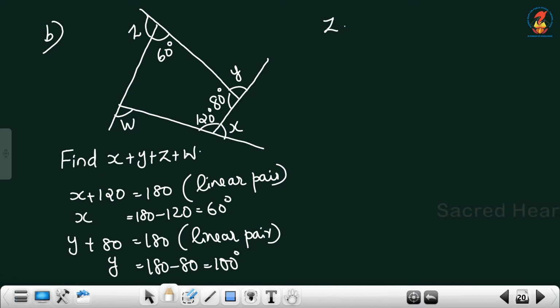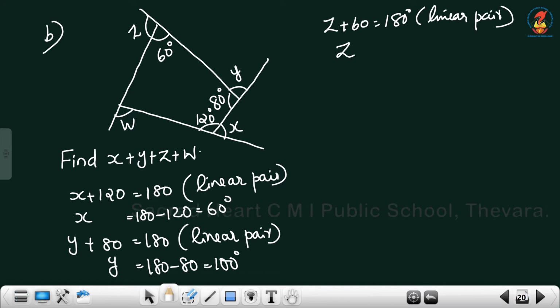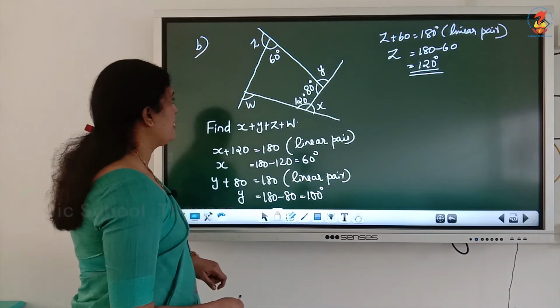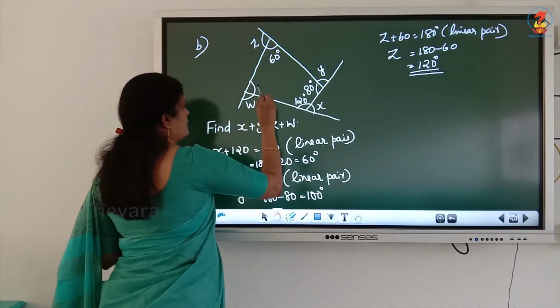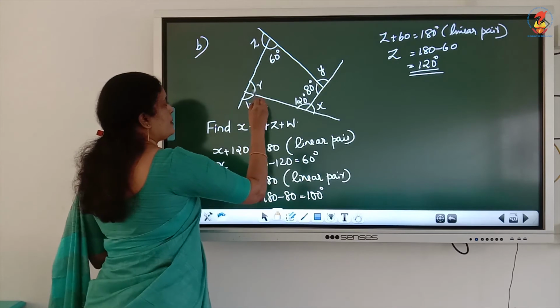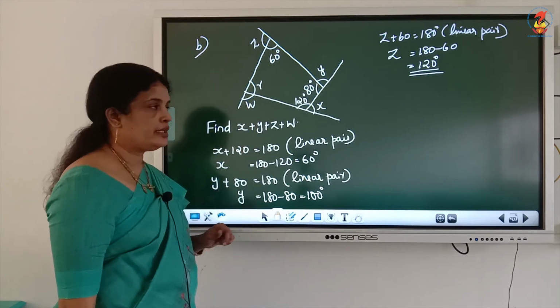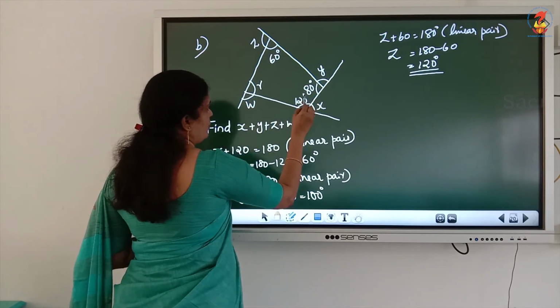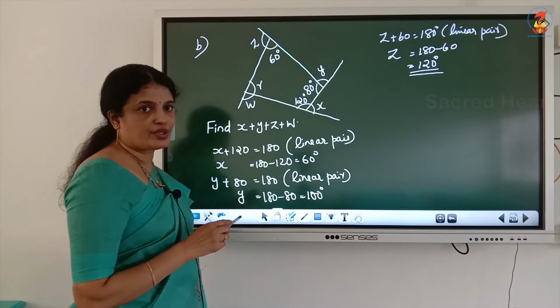Next, z plus 60 equal to 180 degree linear pair, z equal to 180 minus 60 equal to 120. z equal to 120 degree. Next, this angle represents R. W plus R is also a linear pair. Before that, this is a quadrilateral. The sum of the four angles of a quadrilateral is equal to 360 degree.